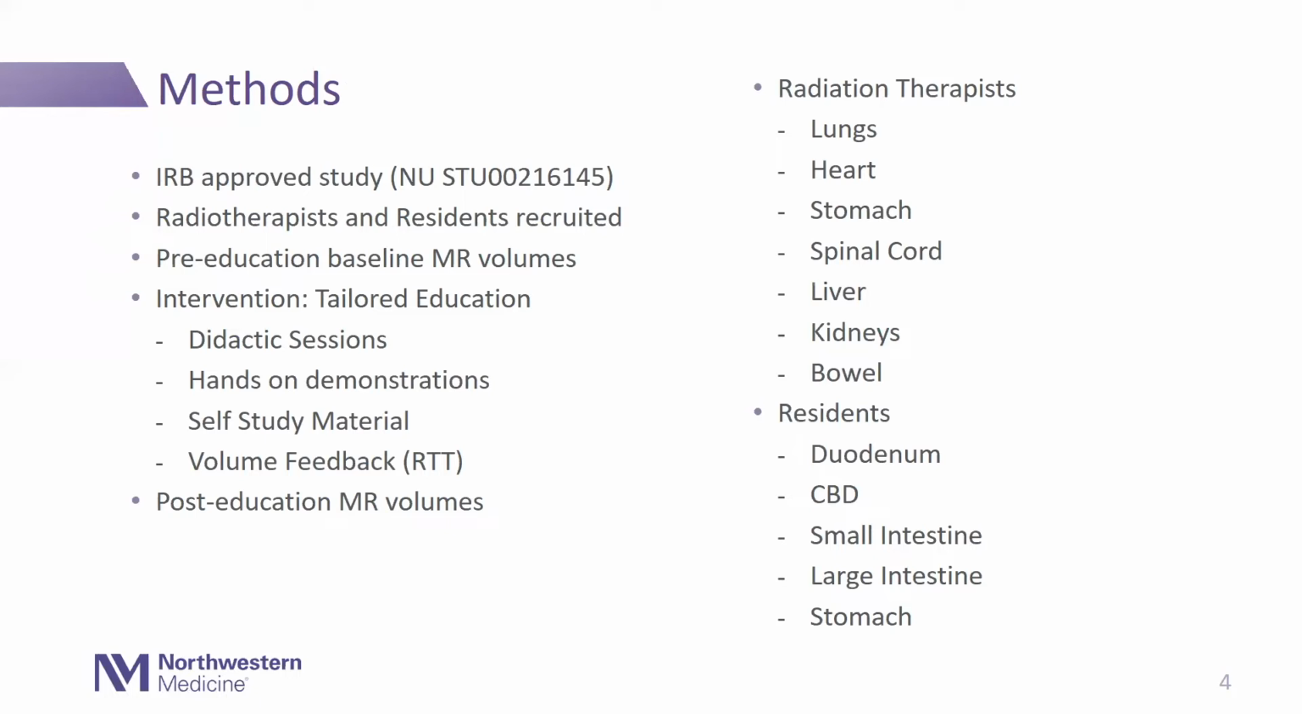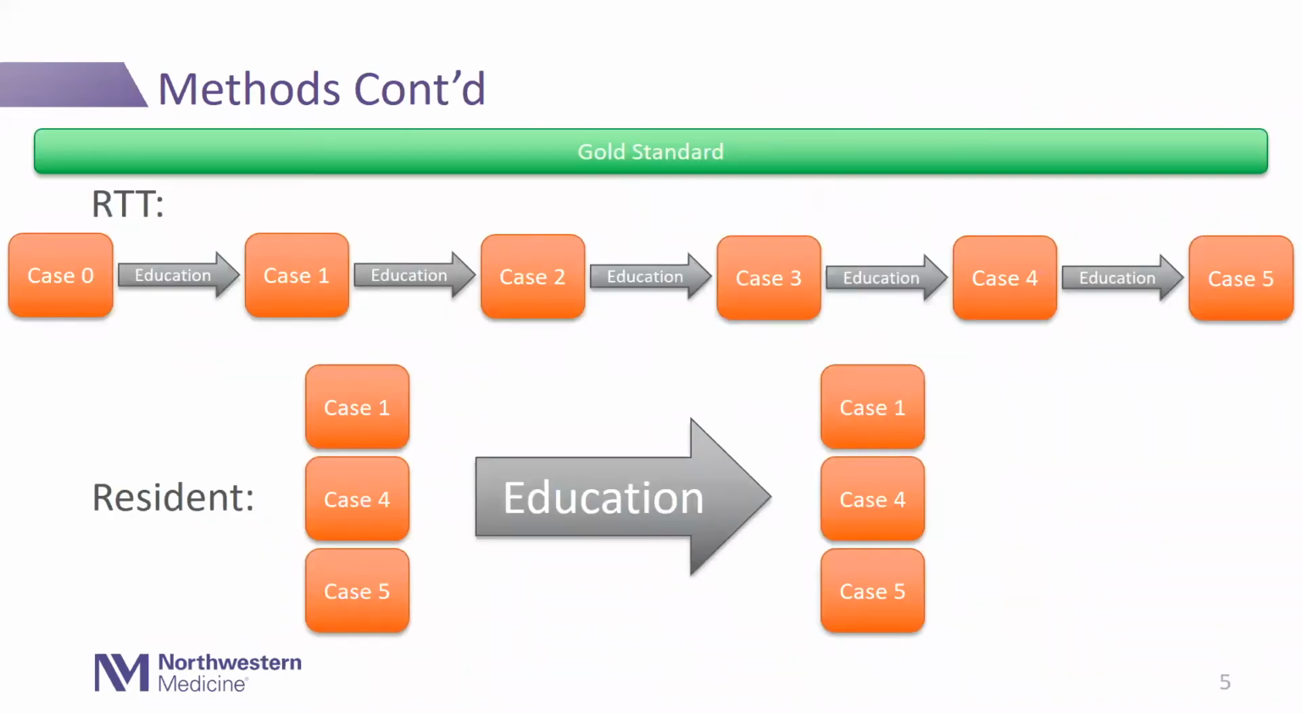These included didactic sessions, hands-on demonstrations, self-study material, and volumetric feedback in the case of radiotherapists because they had never done this before. So they were slowly learning over the course of 6 cases to learn how to do basic OARs like lungs, hearts, kidneys, etc. And the ultimate test was the post-education MR volumes, looking at how well they did or how much worse they did compared to their pre-education MR volumes. And you can see the OARs that we requested on the right there. So for radiotherapists, they had some pretty basic OARs, and the residents had more critical OARs as if they were doing a pancreatic plan.